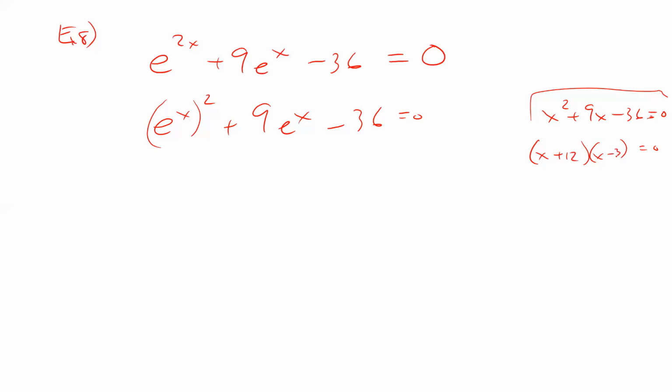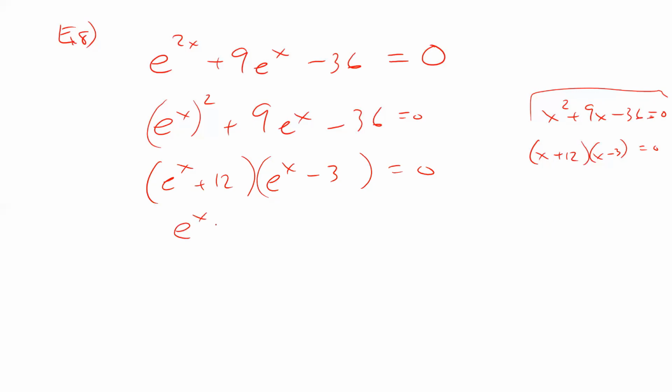Okay, that's the algebra portion, right? Let's bring this back to this. Because we have e to the x, we have e to the x plus 12 and e to the x minus 3. What do we know from algebra 1? What can we do with these guys? Because they're multiplying each other to give you 0.